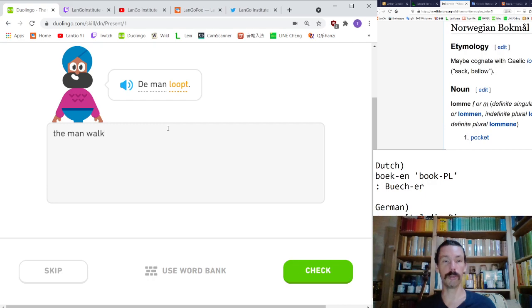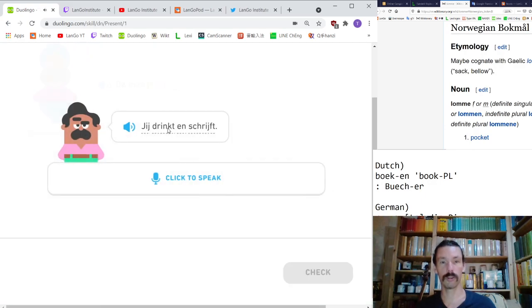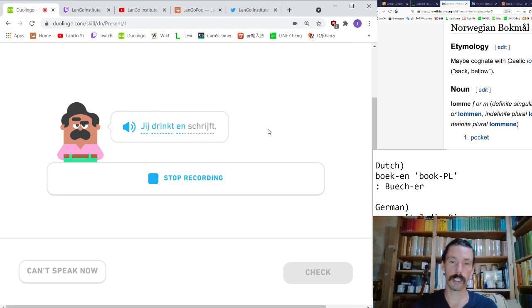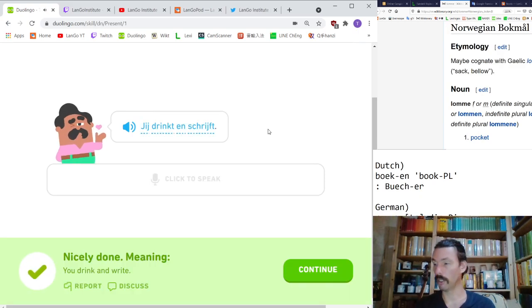If you know what looped means, it's walks. Jij drinkt en schrijft. Drink, you plural, and you write. Jij drinkt en schrijft. It's kind of like an accusation.